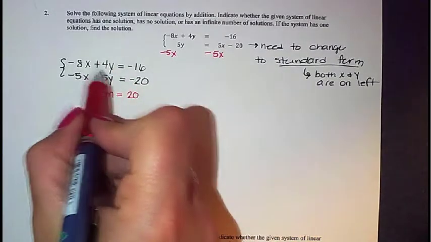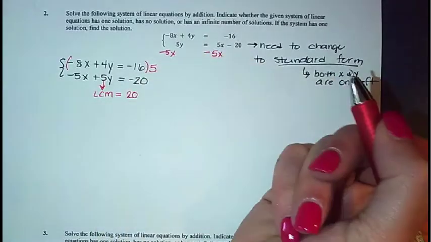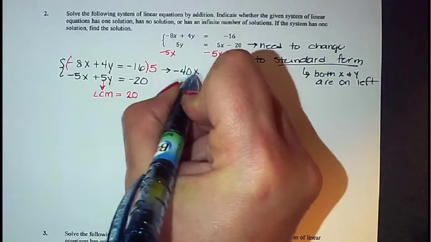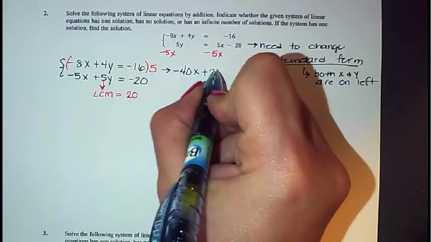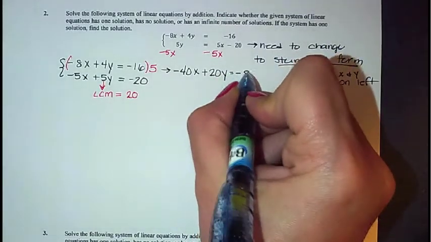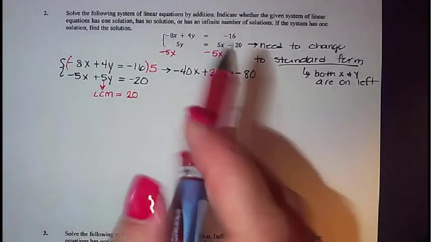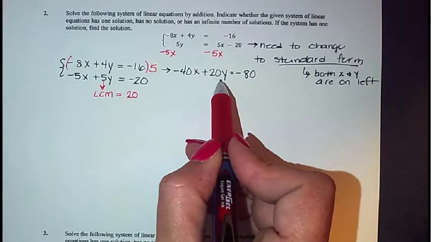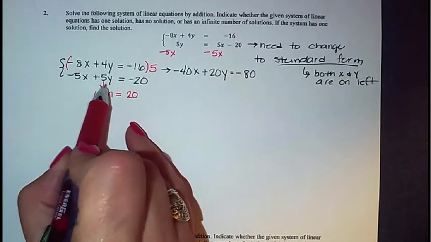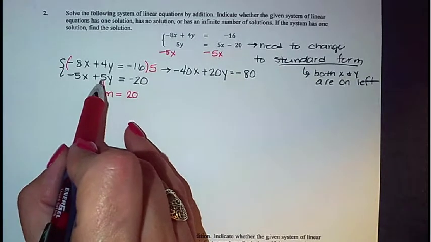So on the 4y, to make it 20, I'm going to multiply this entire equation by 5. So as we do that, that's going to give us negative 40x, a positive 20y, and 5 times 16 is going to give us a negative 80. All right, now it is a positive 20. Remember, I not only want them to be the same number, I want them to be opposite signs. So I need this 5y to become a negative 20. So what do I need to multiply by 5 to get to negative 20?